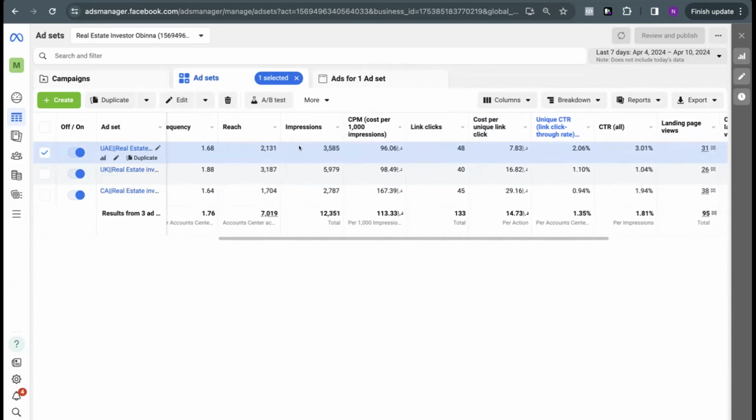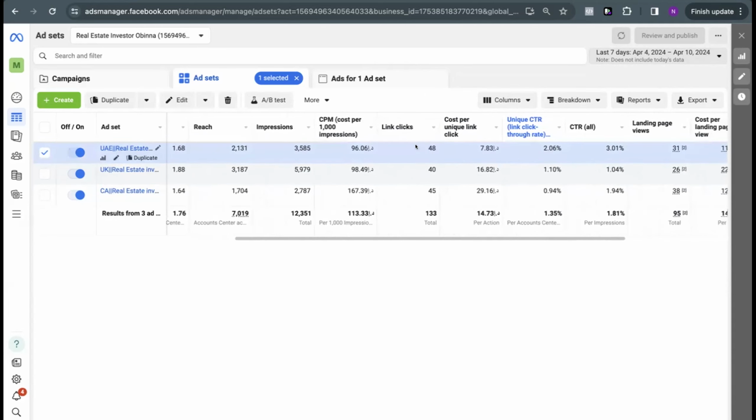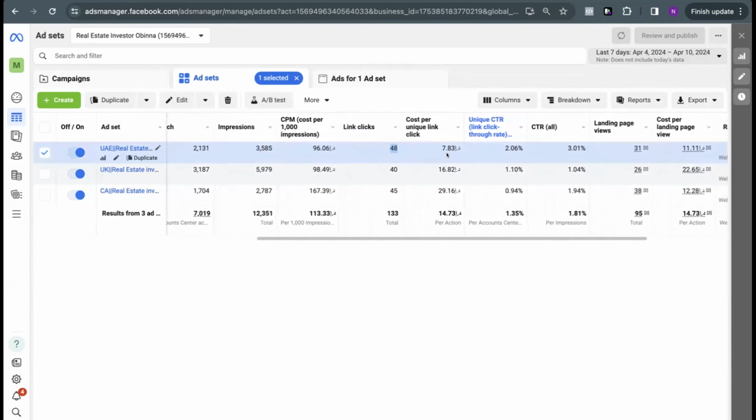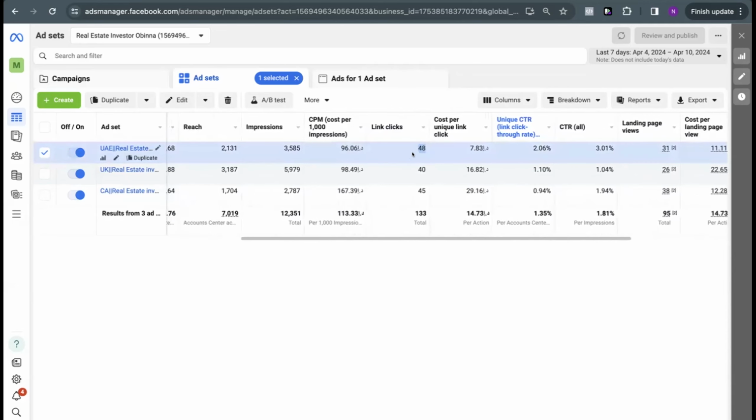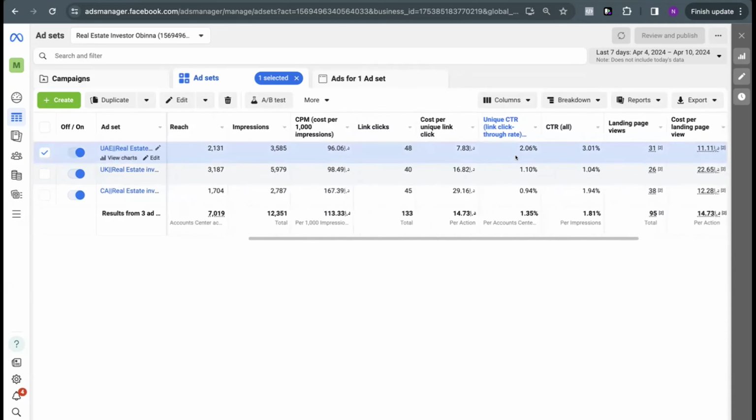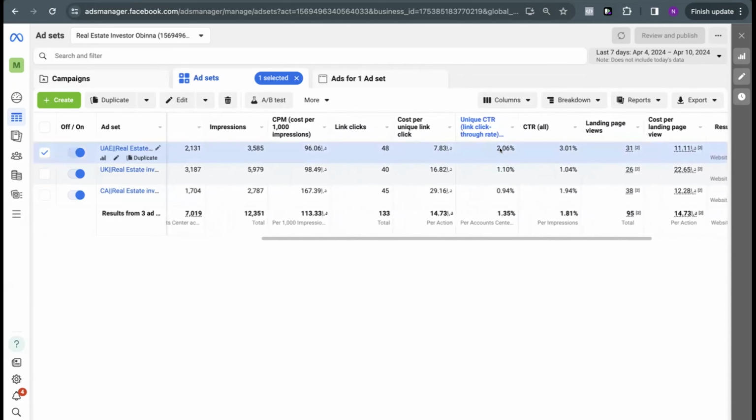Now, if you look at the link clicks, that's how many people clicked on it out of the 2,131 unique people that saw it. So that gives you basically your 2% unique click-through rate. If you divide the link clicks by the reach, that will give you the unique click-through rate. And the unique click-through rate at 2% is relatively good. 3% is great. In real estate, it's really hard to get it above 3, so that's the max benchmark that we think you really should focus on.